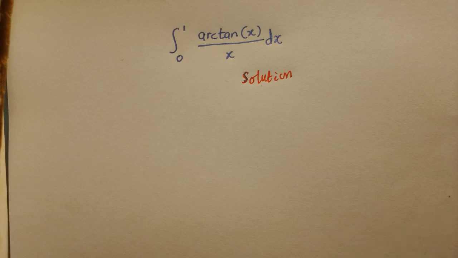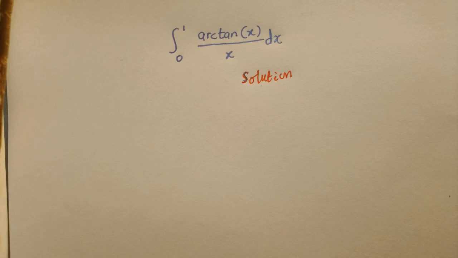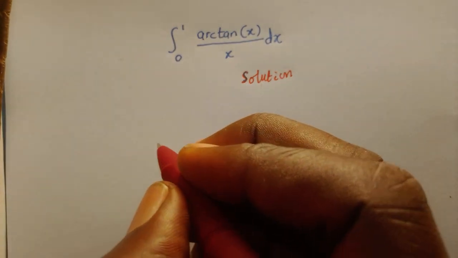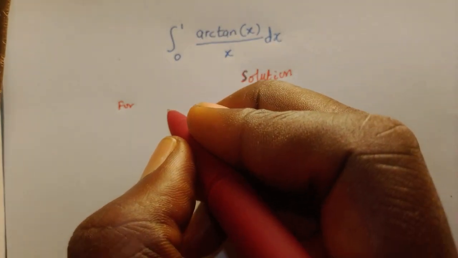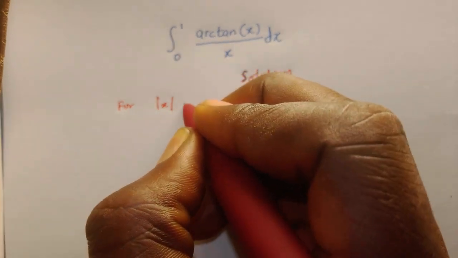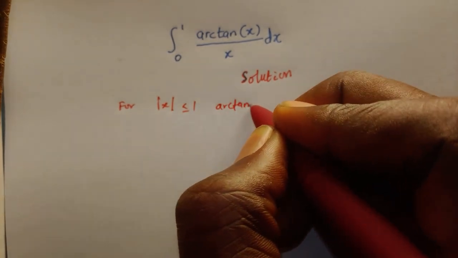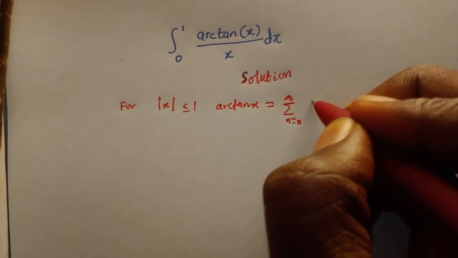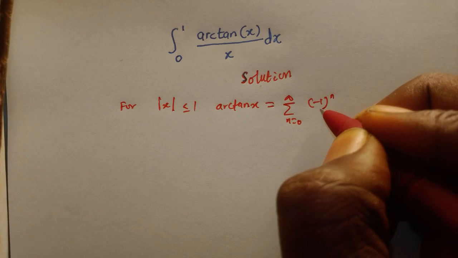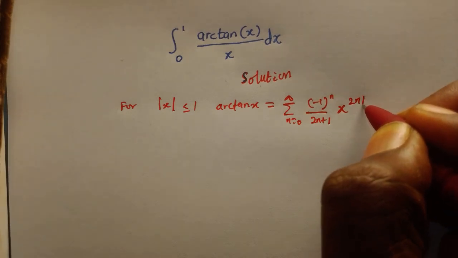Alright guys, so let's dive into the solution. Let's remember that we can write a series representation for the arctan of x. We know that for the absolute value of x less than or equal to 1, the arctan of x will be equal to the sum of n from 0 to infinity of minus 1 raised to the power of n over 2n plus 1, multiplied by x raised to the power of 2n plus 1.